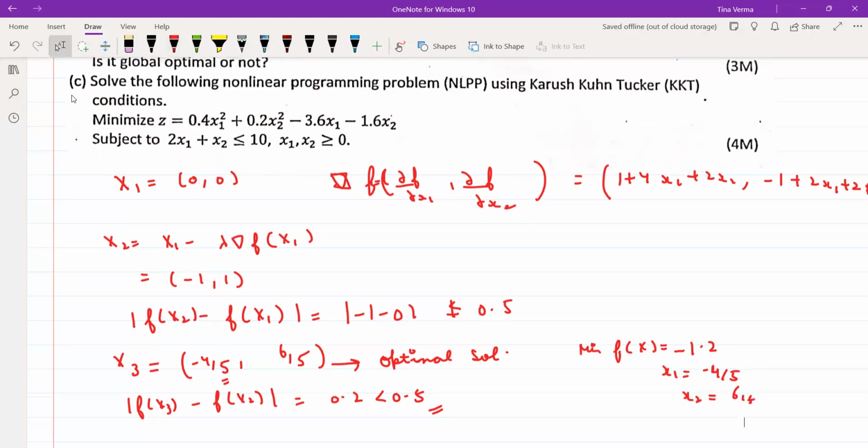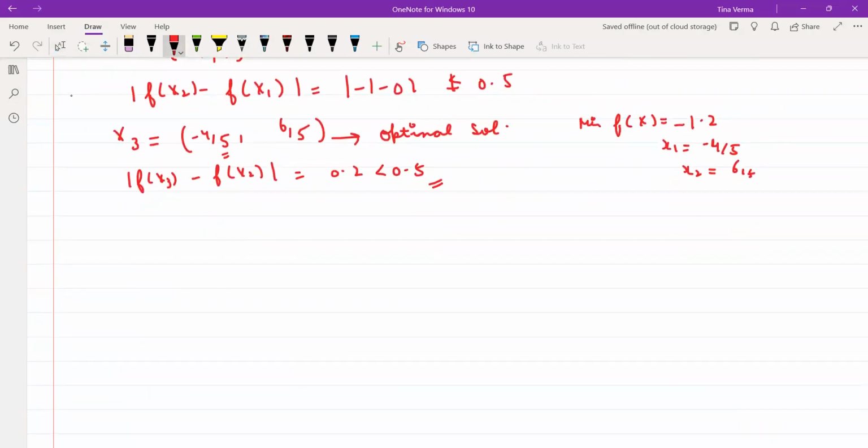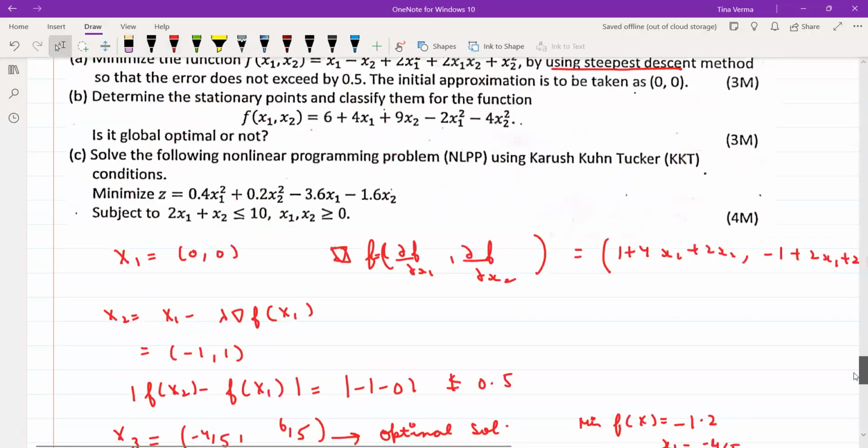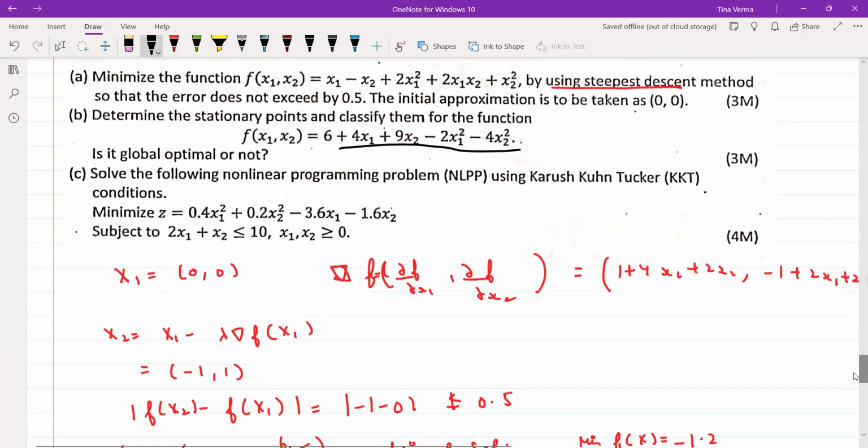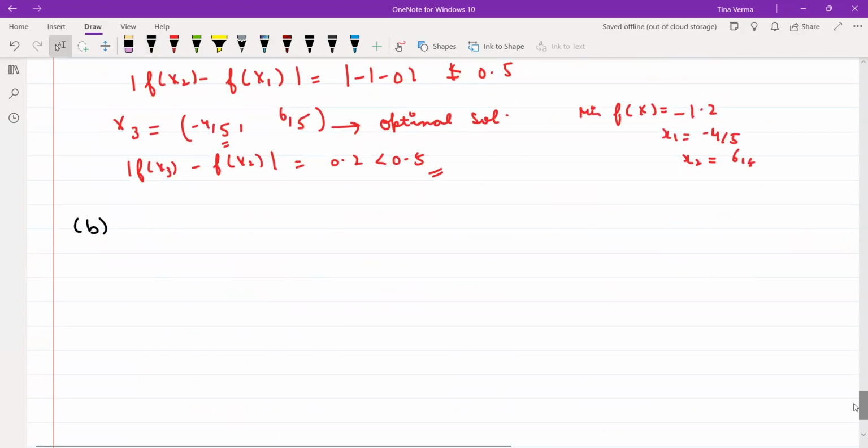The second part was given that the question is that you have to check for the function which is given to you, and you have to find the stationary point. For the stationary point, the necessary and sufficient condition you can find is that you take the partial derivative equal to 0.